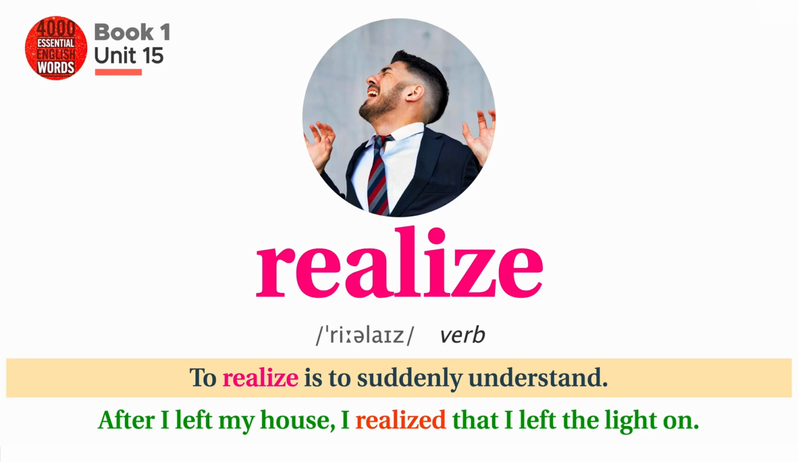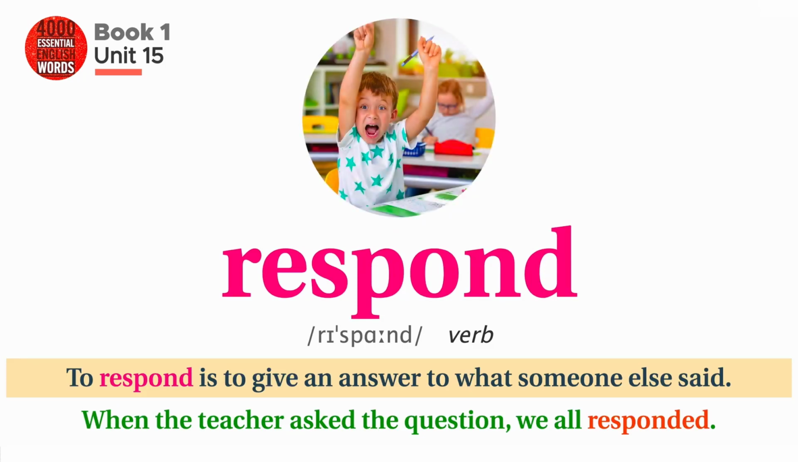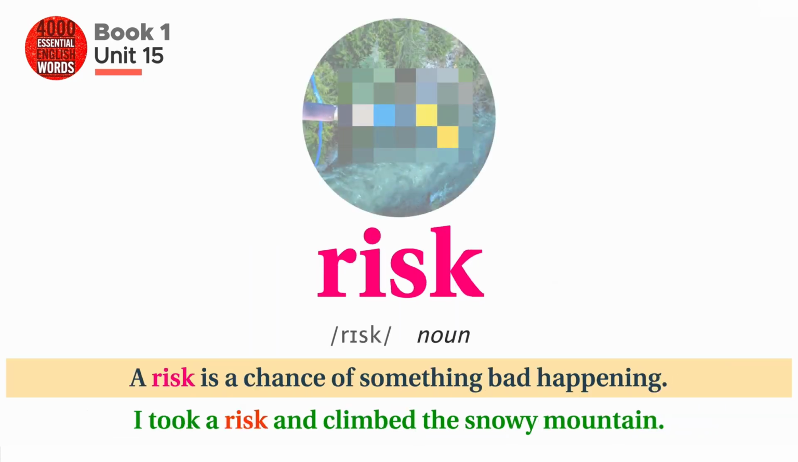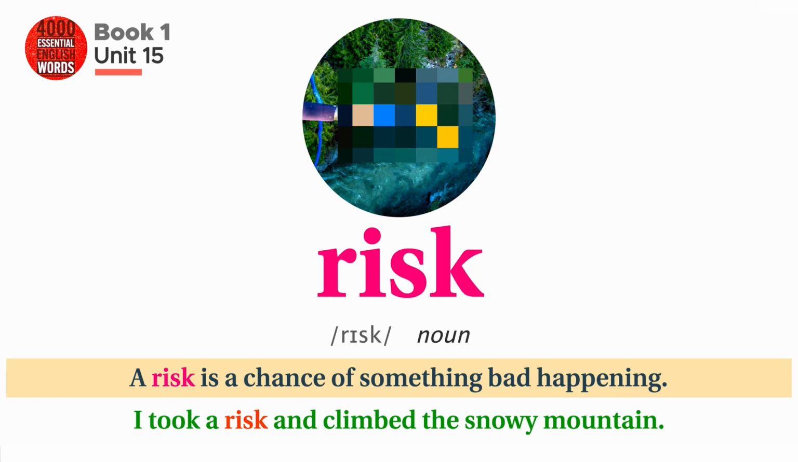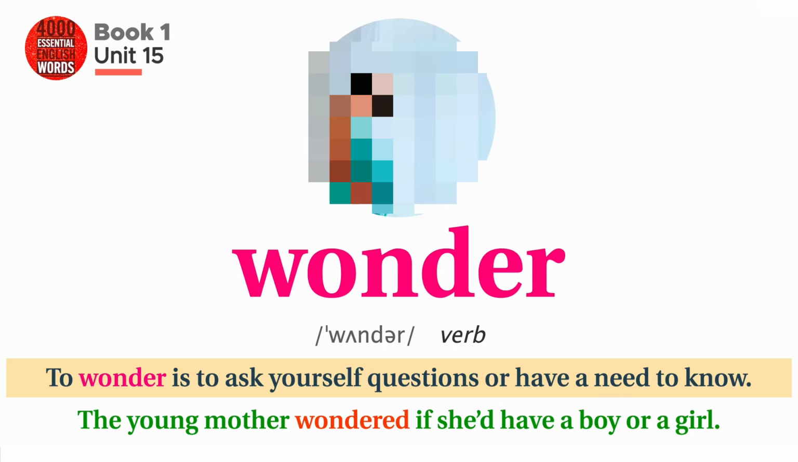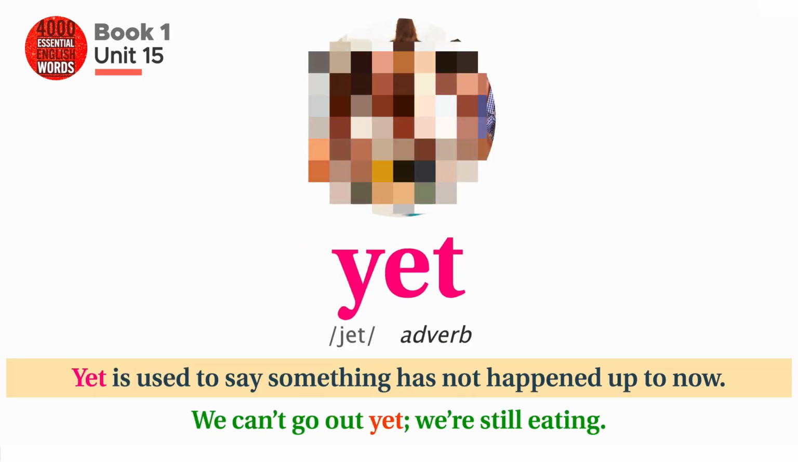Respond. To respond is to give an answer to what someone else said. When the teacher asked the question, we all responded. Risk. A risk is a chance of something bad happening. I took a risk and climbed the snowy mountain. Wonder. To wonder is to ask yourself questions or have a need to know. The young mother wondered if she'd have a boy or a girl. Yet. Yet is used to say something has not happened up to now. We can't go out yet. We're still eating.